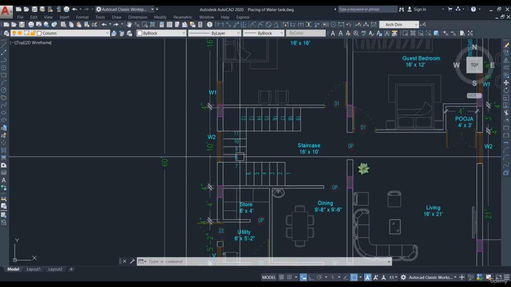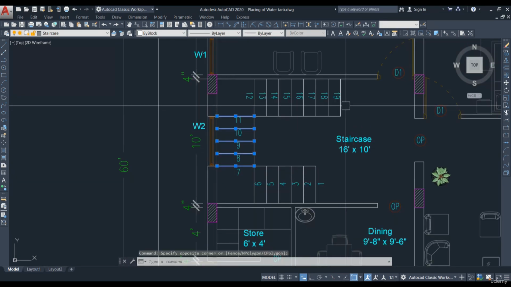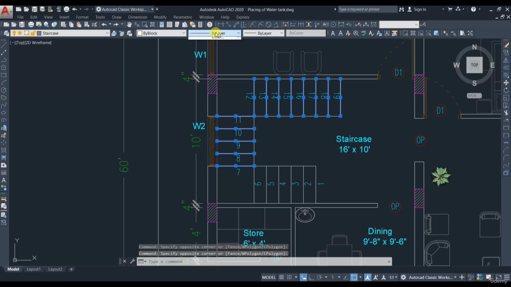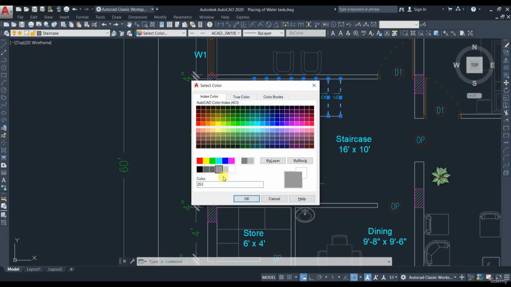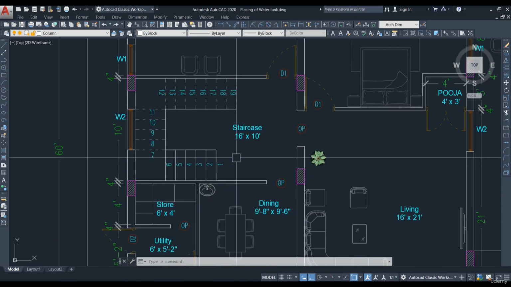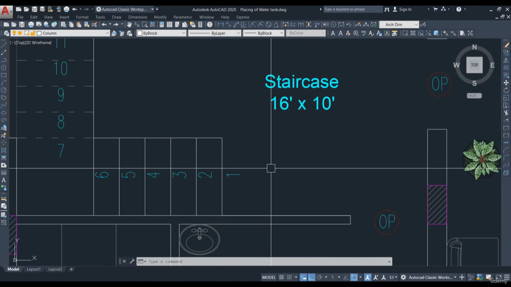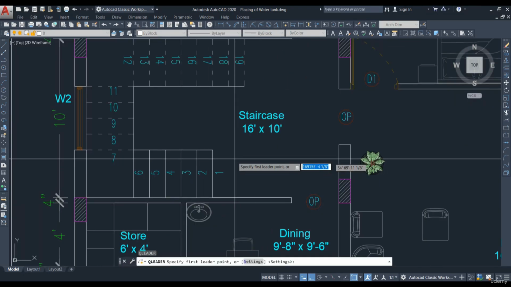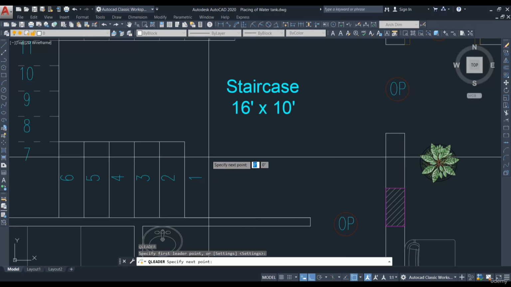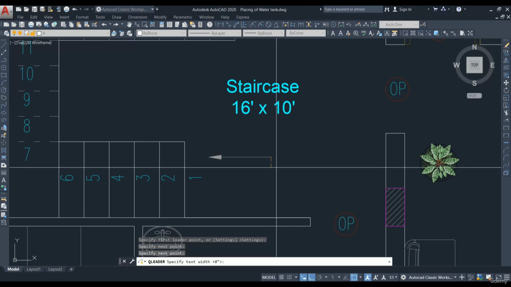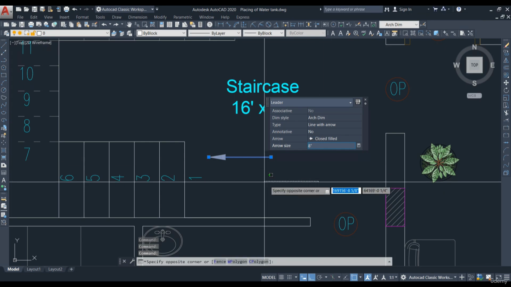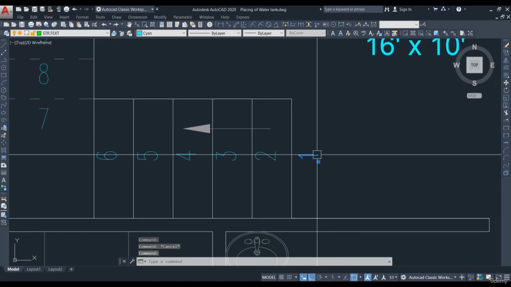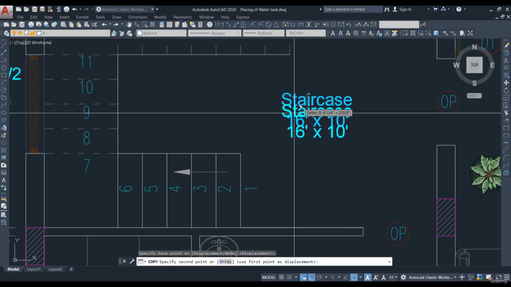Here we can change these staircase step lines into dotted lines so that it represents it is going to the next floor. Let's add the leader over here to show the upward direction. We can draw the leader by using the LE command. Draw the leader, enter. Let's change the size of the arrow to 8 inches. Just move this arrow here. Let's copy this text right up.